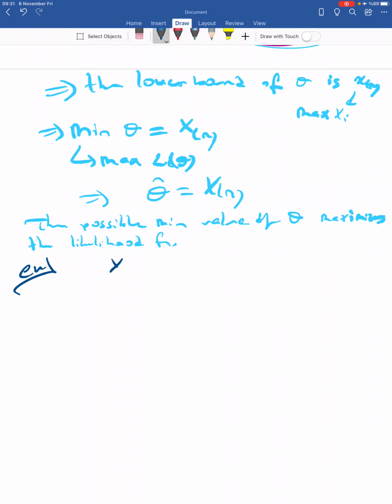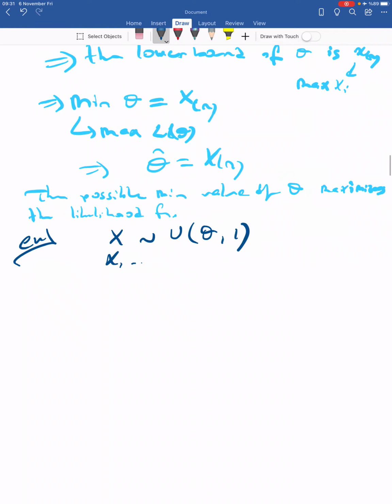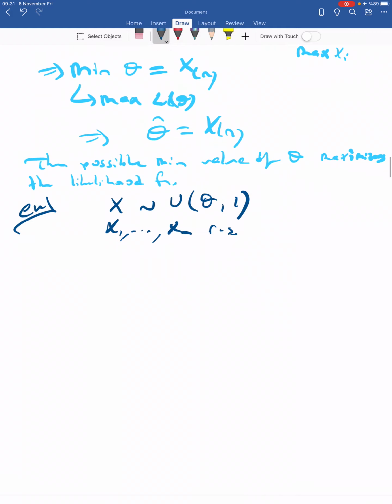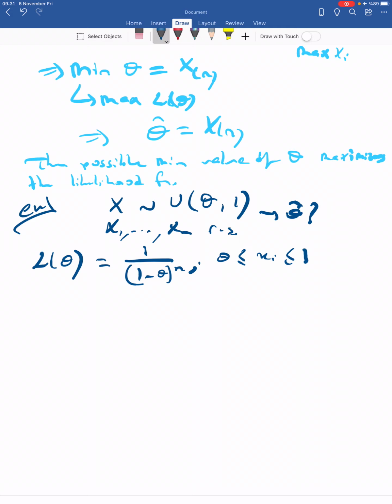So let's say again we have a uniformly distributed random variable, but right now let's say uniform(theta, 1). Okay, and again let's say we have a random sample of size n. The question is: find the MLE of theta. So let's find the likelihood function. It is 1 over (1 minus theta) to the n, and theta less than xi is the range for theta.